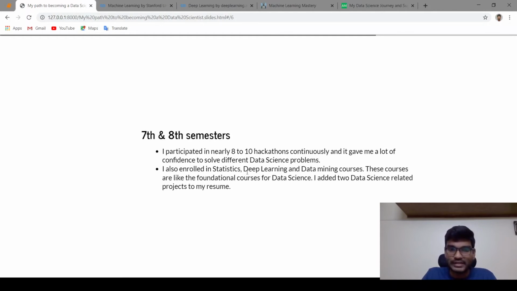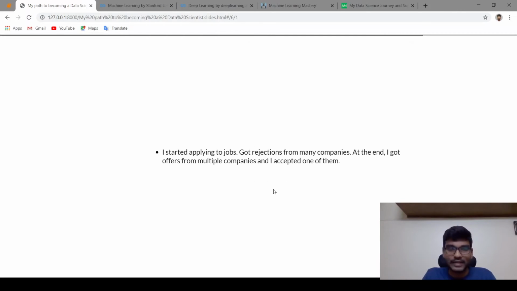I also enrolled in statistics, deep learning, and data mining courses that were offered by the institute. These courses are like the foundational courses for data science. I added two more data science related projects to my resume: one project from statistics and another project from deep learning. And then in eighth semester, I started applying to jobs.